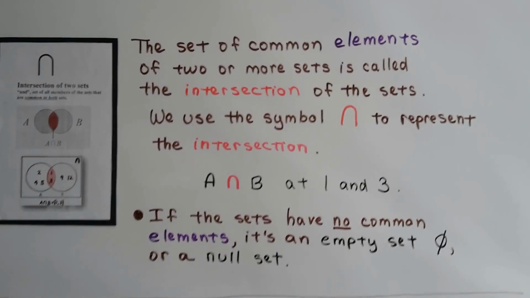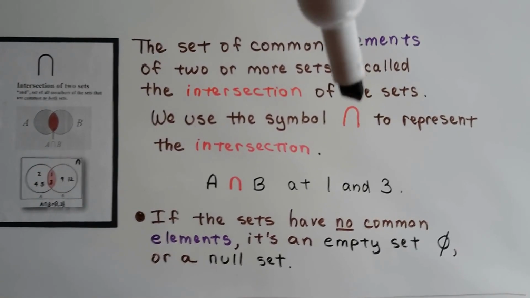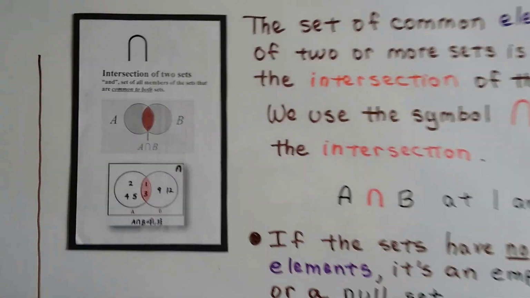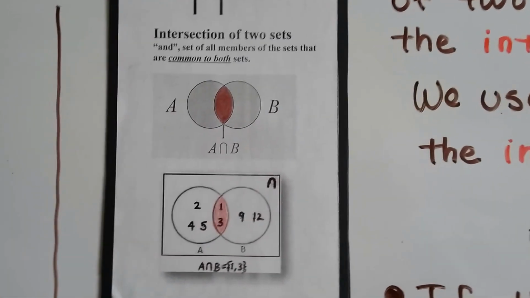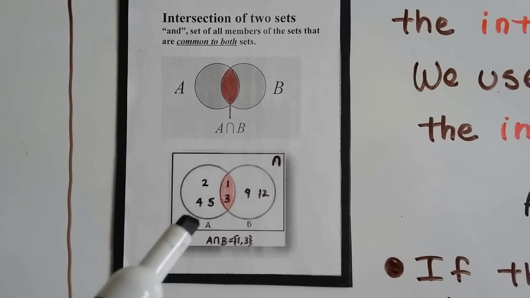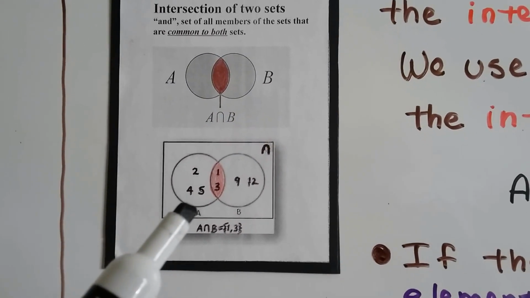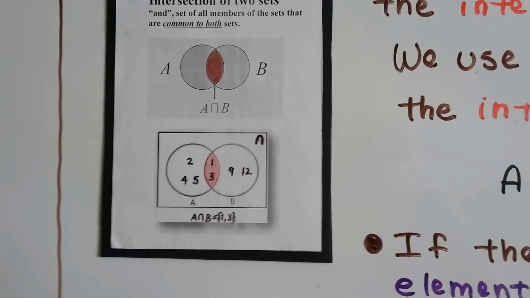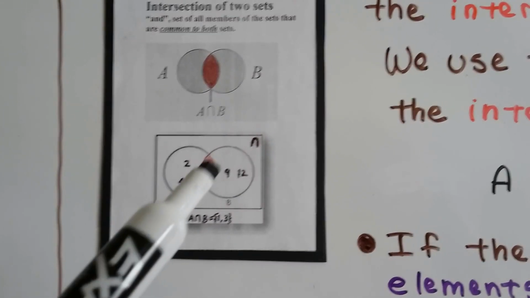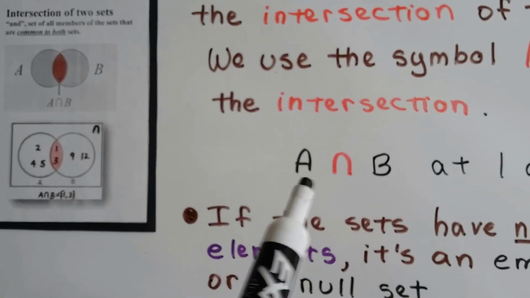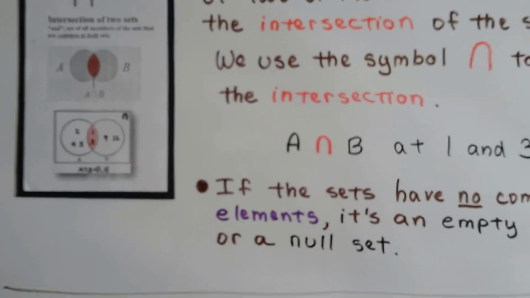We use the symbol, this upside down looking U, to represent the intersection. So here we have an intersection of two sets. We have set A and set B, and the numbers 1, 2, 3, 4, 5 are in set A, and the numbers 1, 3, 9, and 12 are in set B. They intersect where they both have the same elements, 1 and 3. So A intersects B at 1 and 3.